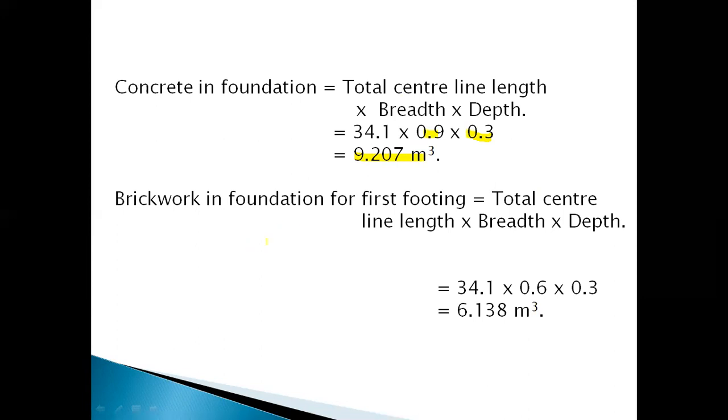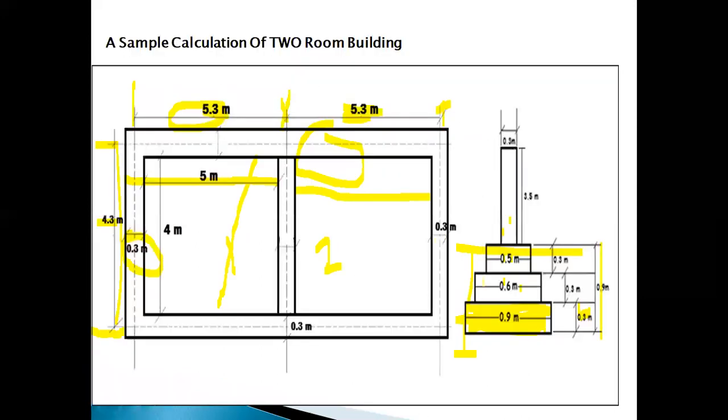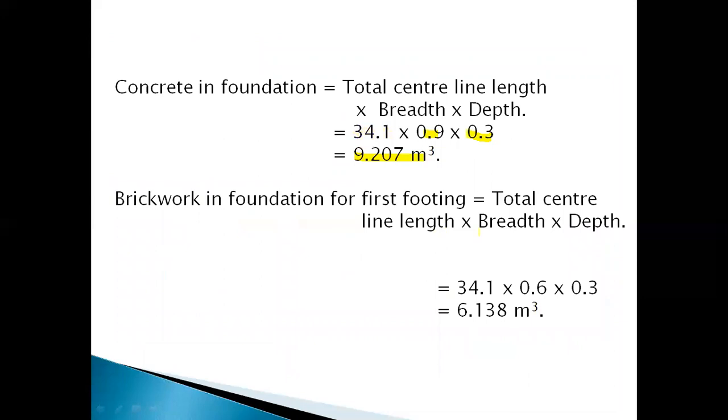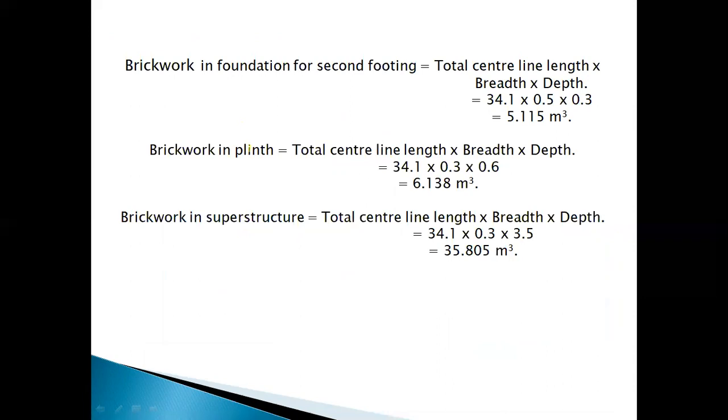Next one, brickwork in foundation for the first footing. This is the first footing. 0.6 is the breadth and height is 0.3. So total central line length into breadth into depth equals 34.1 into 0.6 into 0.3. So that equals 6.138 cubic meters. It is the brickwork in the first footing.